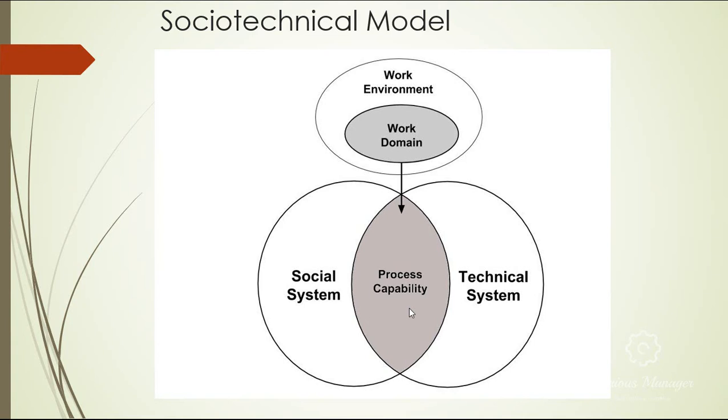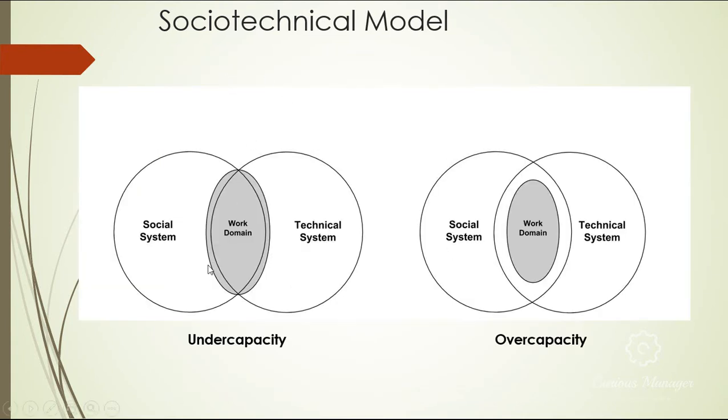But that capacity or process capability in this instance absorbs the work domain, which is the demand placed upon the process capability. So in many instances, what you may have is something like this, where the work domain may be greater than the process capability, than the social and technical system's ability to absorb, in which case you have undercapacity, where you're not able to address all of the demand within an environment.